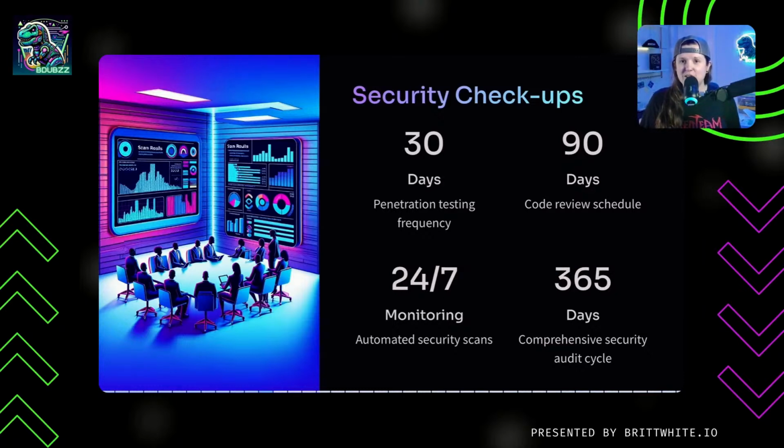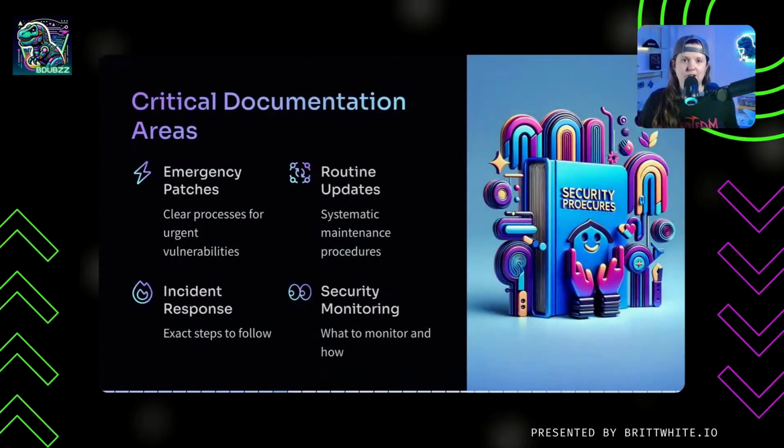You also need solid documentation for 4 critical areas. With emergency patches, you need clear processes for urgent vulnerabilities, including who to contact, how to deploy, and verify. For your routine updates, you need documented procedures to make sure you keep up that systematic maintenance. Then, we have incident response. When problems come up, you need the exact steps to follow. And finally, your ongoing security monitoring.